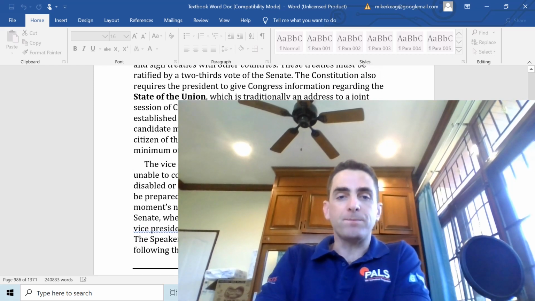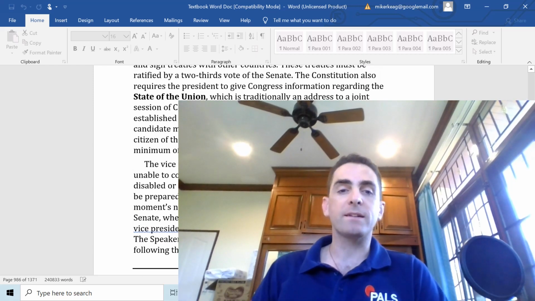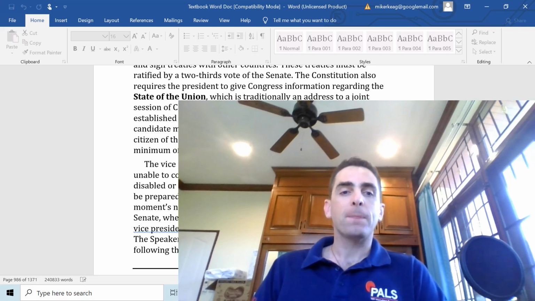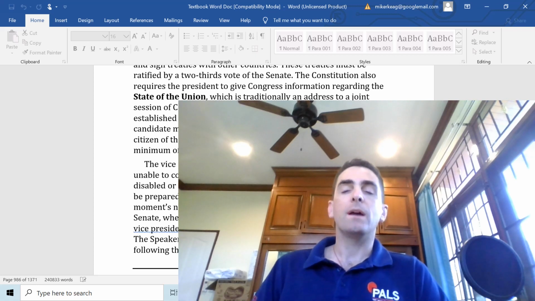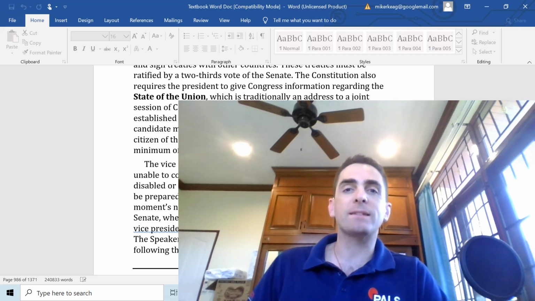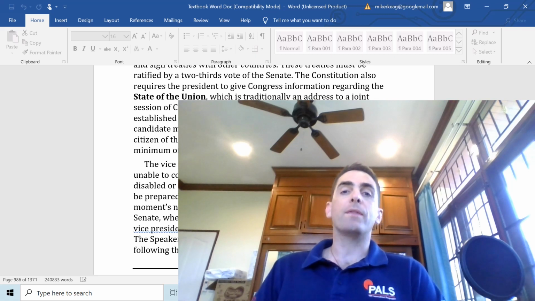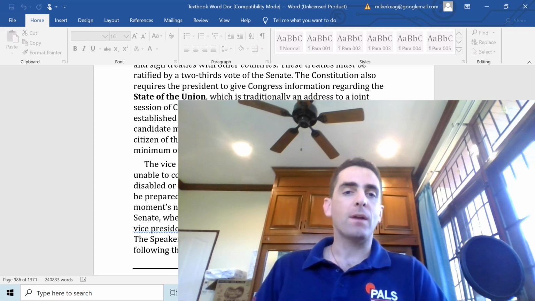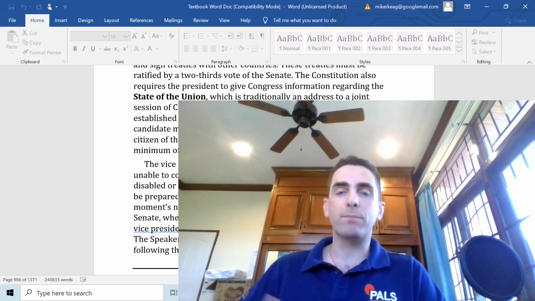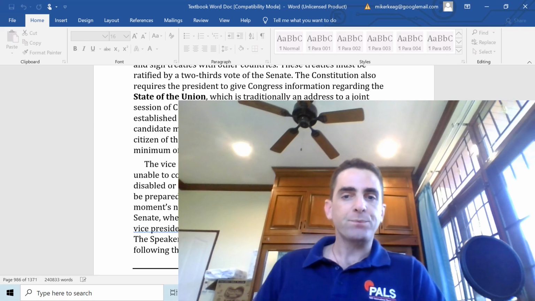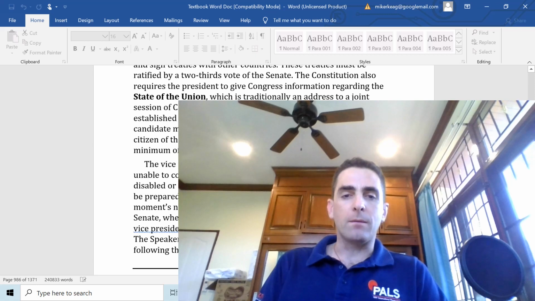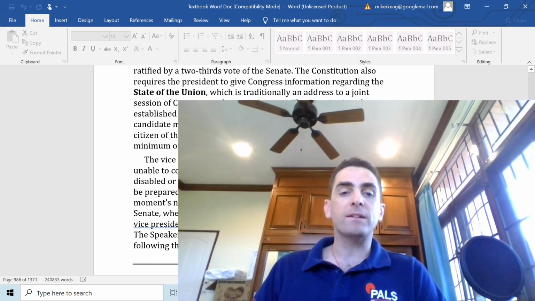Now, the vice president becomes the president automatically if the president is unable to complete a 4-year term. For example, if they become disabled or die or have some kind of accident, the vice president will take over the reins of the presidency for the remainder of that term until there's another presidential election. The vice president also serves as president of the Senate, where his or her vote may be needed to break a tie. Other vice presidential duties are assigned at the president's discretion.